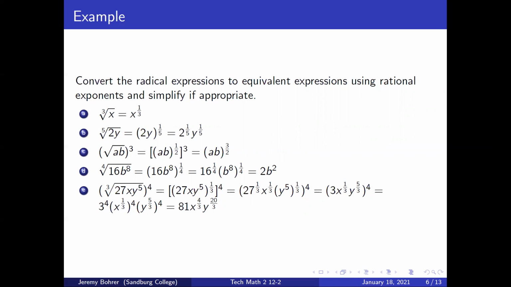The cube root of 27xy to the 5th, all to the 4th, is 27xy to the 5th to the 1/3 to the 4th, or 27 to the 1/3, x to the 1/3, y to the 5th to the 1/3 to the 4th. So that's 3, x to the 1/3, y to the 5/3, all to the 4th, which is 3 to the 4th, x to the 1/3 to the 4th, y to the 5/3 to the 4th, which is 81, x to the 4/3, y to the 20/3.